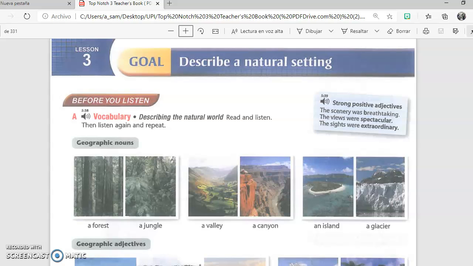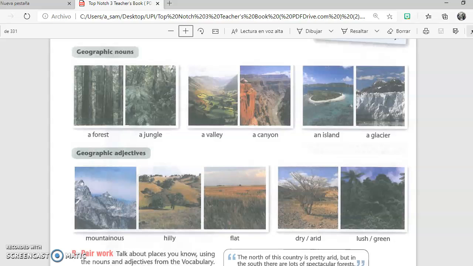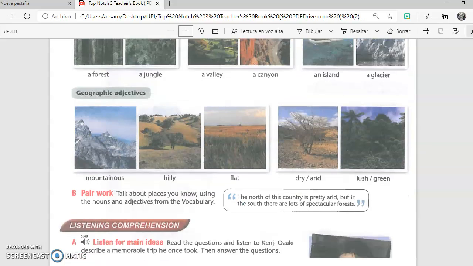So we have a forest, a jungle, a valley, a canyon, an island, a glacier. So here you're going to use your Google Translator to look for the meanings in Spanish. Then we move to geographic adjectives. We have mountainous, hilly, flat, dry, arid, lush, and green. As you can see in the pictures, there you have the answers to the words. We have like a Pictionary meaning here.